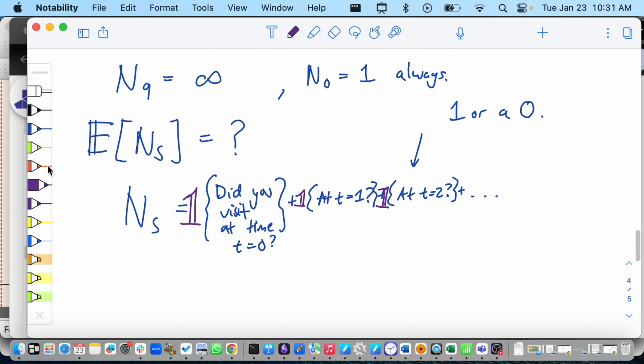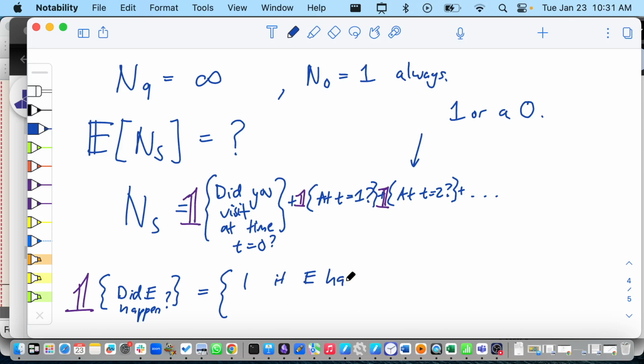So an indicator function, let me write down the definition then. The indicator function of some event, I'll write it like this. Did E happen? Normally people just write E, where E is some event. This is a random variable which is 1 if E happens, and 0 if E doesn't happen.